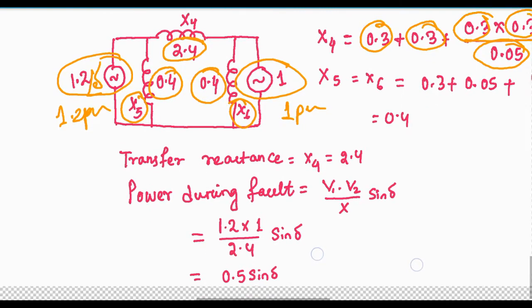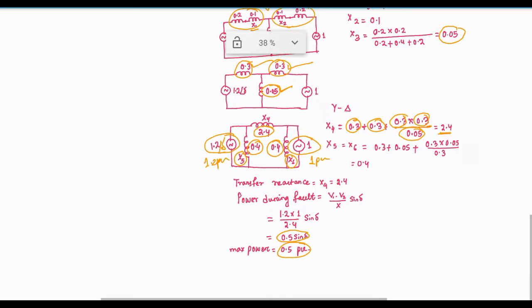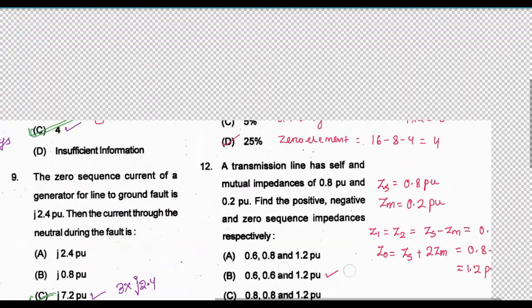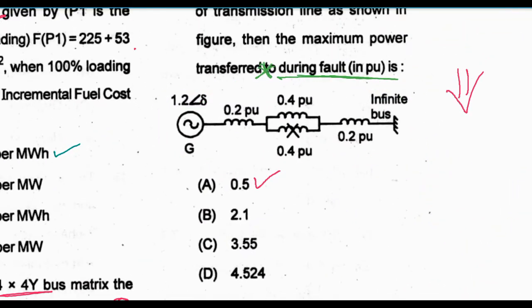So V1 into V2 by x, the transfer reactance, into sine delta. Power flows from the higher angle to the lower angle. So we get 1.2 into 1 by 2.4 sine delta, which is 0.5 sine delta. The question asks for the maximum power transfer during the fault. When sine delta is 1, we get the maximum power during the fault. So the maximum power will be 0.5 per unit. This is the total process for this question, to find the power transfer during the fault. So the answer will be option A.